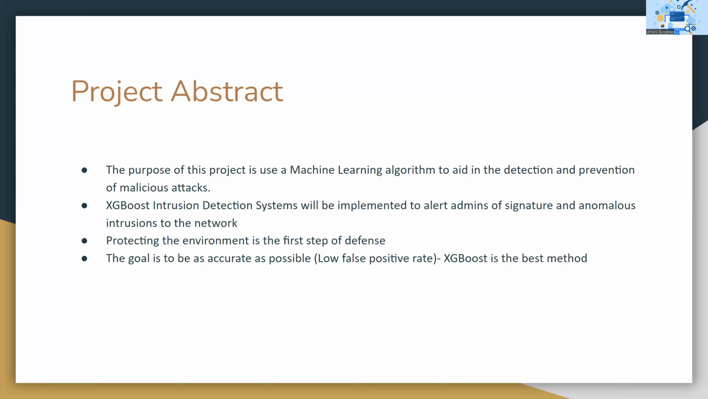But we needed something that would protect the environment, because protecting the environment is the first step in defense, and it's a defense onion, right? So we're looking to protect the first layer of that onion and really ensure that everything's kept secure. The goal is obviously to be as accurate as possible, so you want a low false positive rate. XGBoost was the best one that we found to complete this objective.